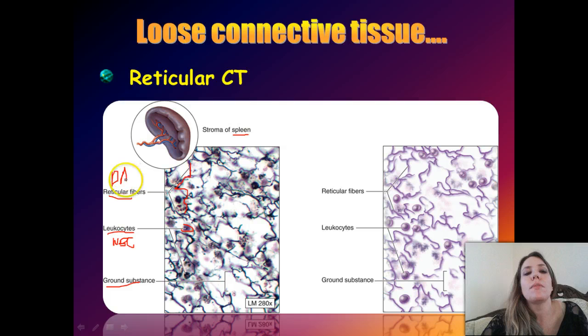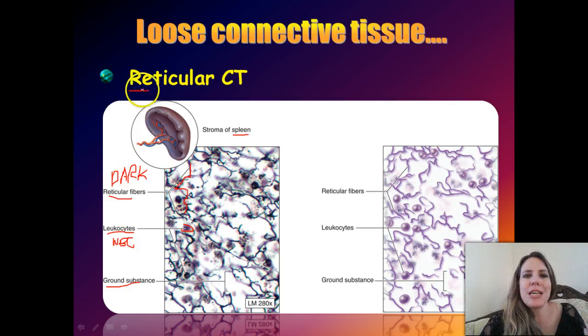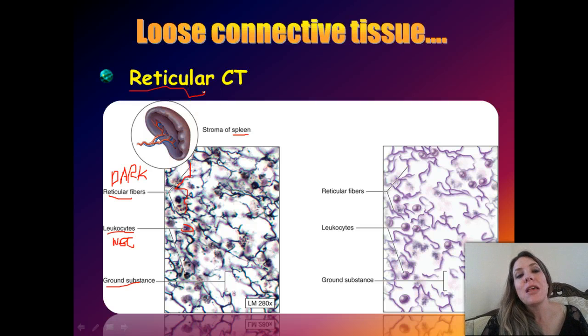When you're looking at a micrograph, these reticular fibers stain dark. If you see a bunch of dark spider webs in there, you go, reticular connective tissue. Now, you'll hear this word reticula or reticulum or reticular. You hear that a lot in A&P for different things.